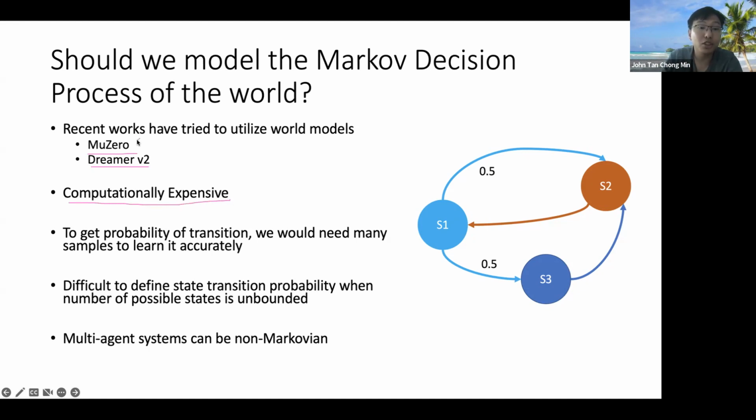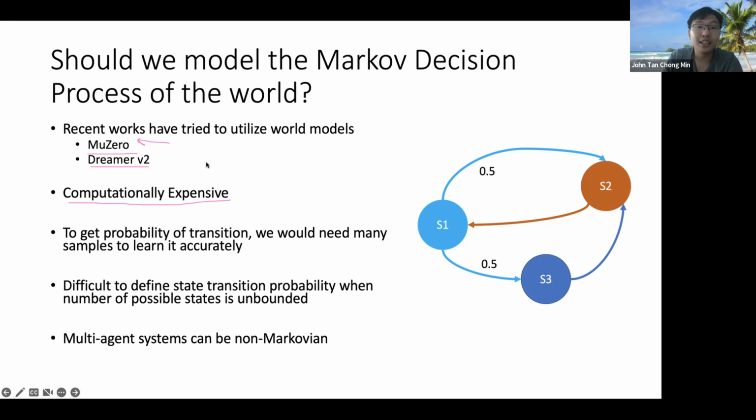MuZero takes much longer than AlphaZero to learn, and AlphaZero is already taking weeks. If they say the 4 TPUs method takes 1 day, MuZero will probably take more than 1 day. I don't know how long it actually takes, but it definitely will take longer because you need to learn the world model as well. Dreamer v2, they also didn't say how long they take to train. I suspect it's a few weeks.